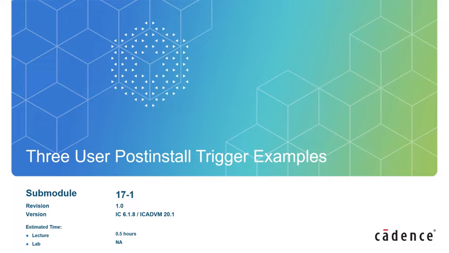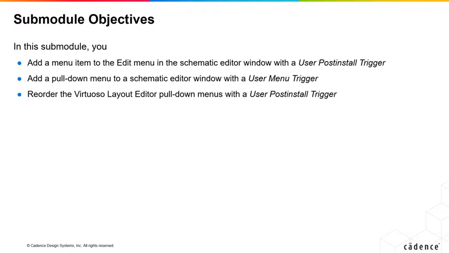In this submodule, we'll look at 3 user post-install trigger examples. So next we want to look at 3 different examples of user post-install triggers. The first is an option where we're going to add a menu item to the edit menu in the schematic editor window. So we'll add a single menu item. The next one will add a pull-down menu to a schematic editor menu. And then finally we'll reorder the Virtuoso layout editor pull-down menus.